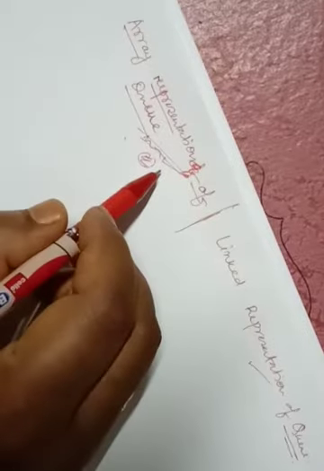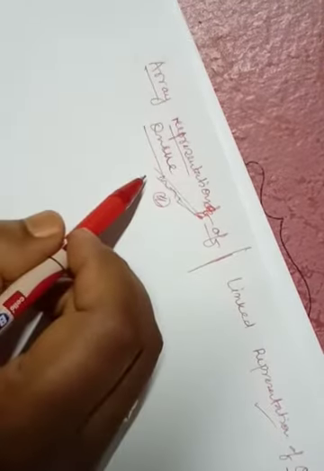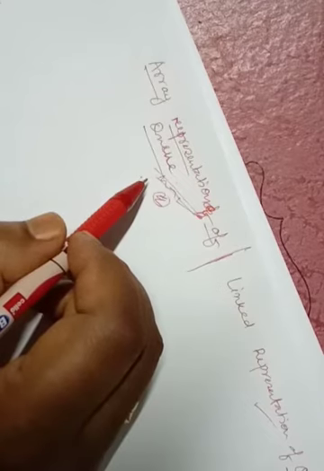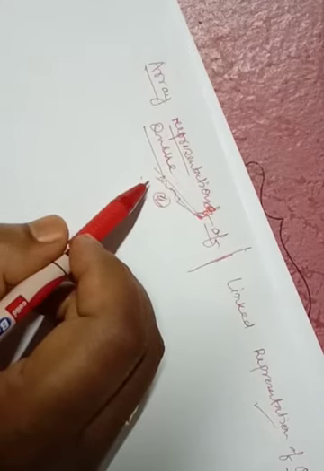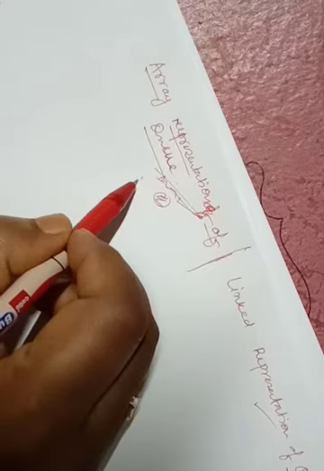In my last video, I explained array representation of Q. Now in this video, I will explain link representation of Q. Now in the array representation of Q, there are some problems. The problem is that it has limited capacity.